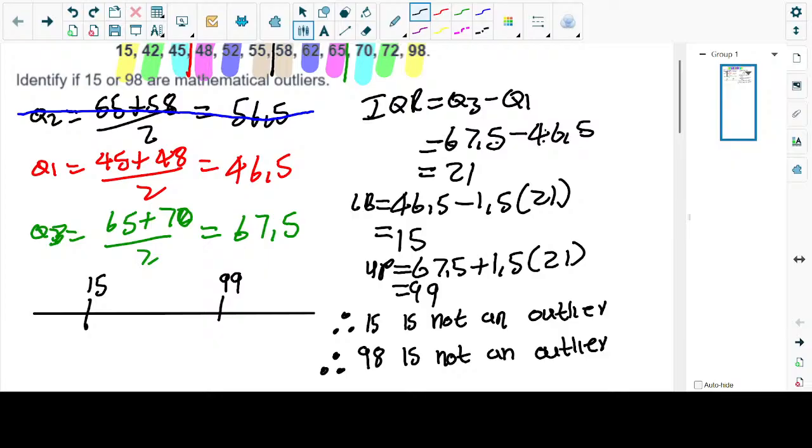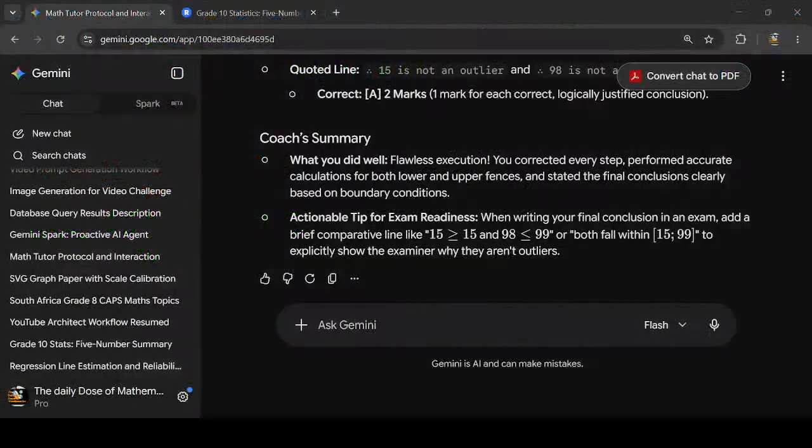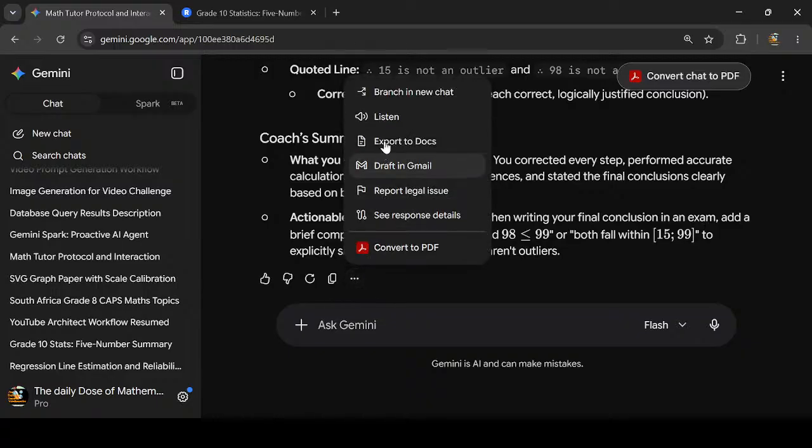Welcome to the Daily Dose of Mathematics. Ready to master grade 10 outliers and data comparisons. We are breaking down the formula they hide from you. It's not on the formula sheet, so let's make it stick. La la la, what is an outlier? Standing all alone. A number too big or too small for the zone.